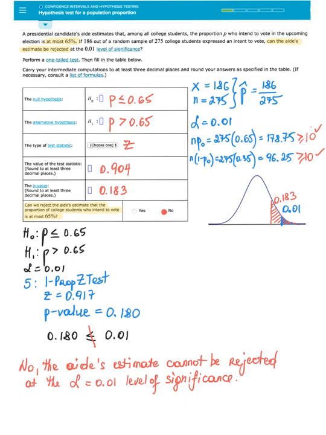A presidential candidate's aide estimates that among all college students, the proportion P who intend to vote in the upcoming election is at most 65%. If 186 out of a random sample of 275 college students expressed an intent to vote, can the aide's estimate be rejected at the 0.01 level of significance? Perform a one-tailed test, then fill in the table below. Carry your intermediate computations to at least 3 decimal places and round your answers as specified in the table.